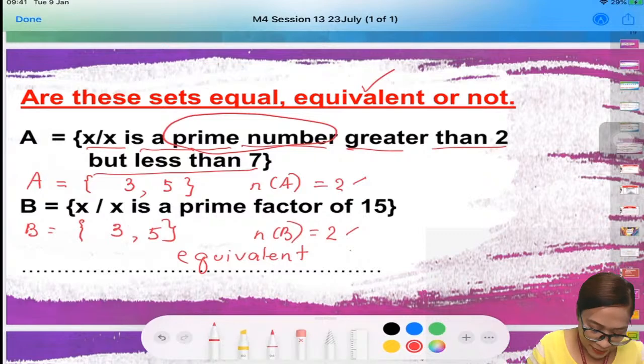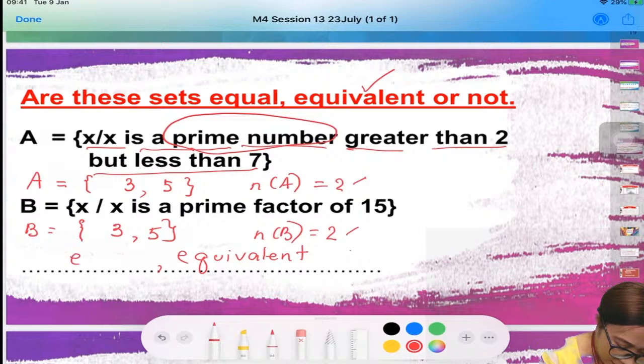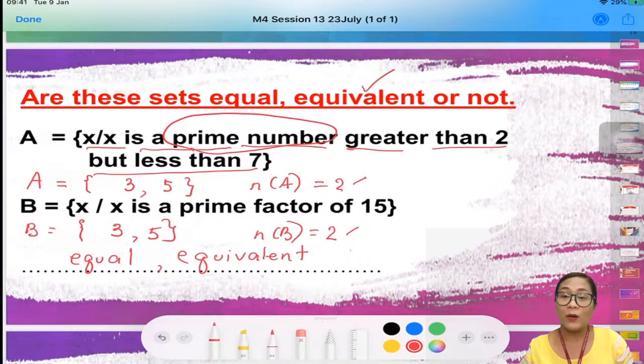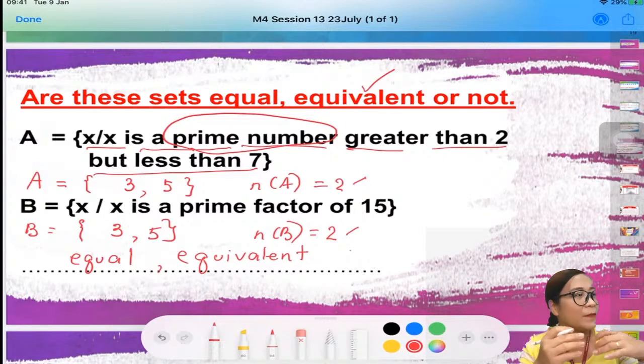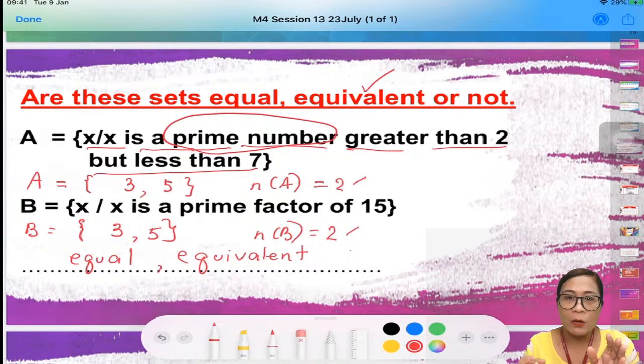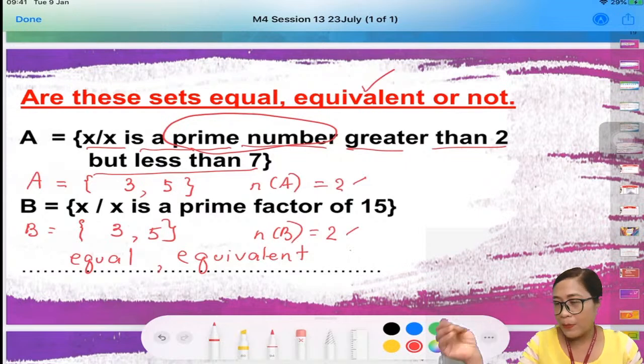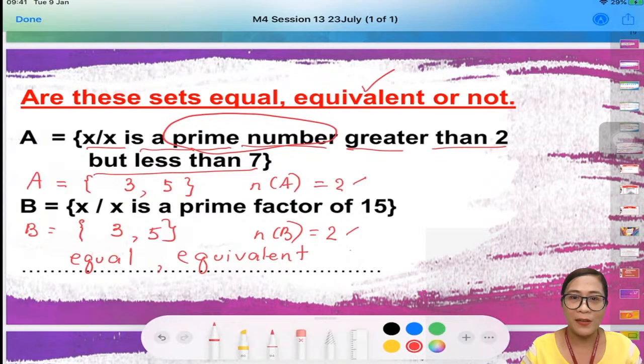Pirouette, correct. That's correct. They are equivalent sets and at the same time equal sets. Because if you recall, equal sets are sets which have exactly the same elements. Again, equal sets are sets with exactly the same elements. Apple, apple, orange, orange, like that. Watermelon and watermelon. They have exactly the same elements.